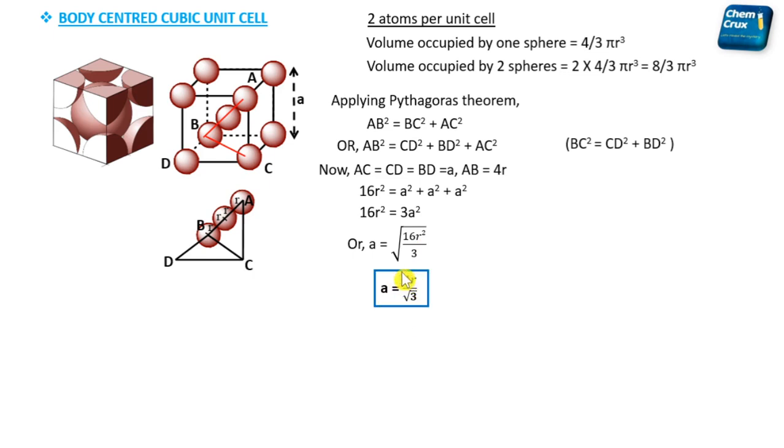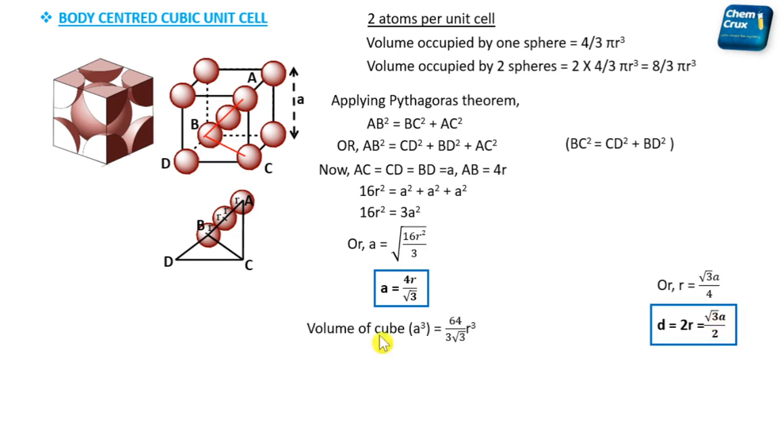Now if we write this in terms of radius R, we can write R is equal to root 3 A by 4, right? Now we know D is equal to 2R. That is 2 into root 3 A by 4. So we will get D is equal to root 3 A by 2. Next is volume of cube, which is given as A cube. That will be equal to 4R by root 3 whole cube. So volume of cube will be equal to 64 by 3 root 3 R cube.